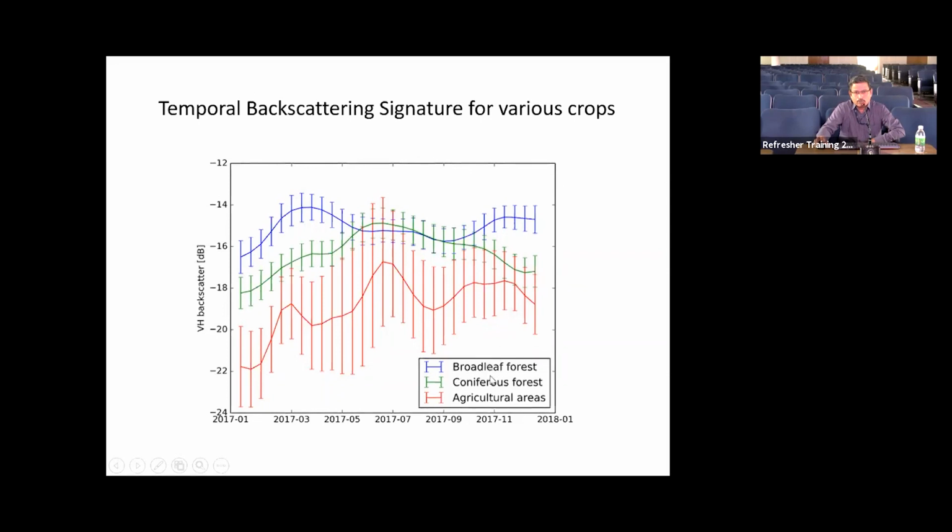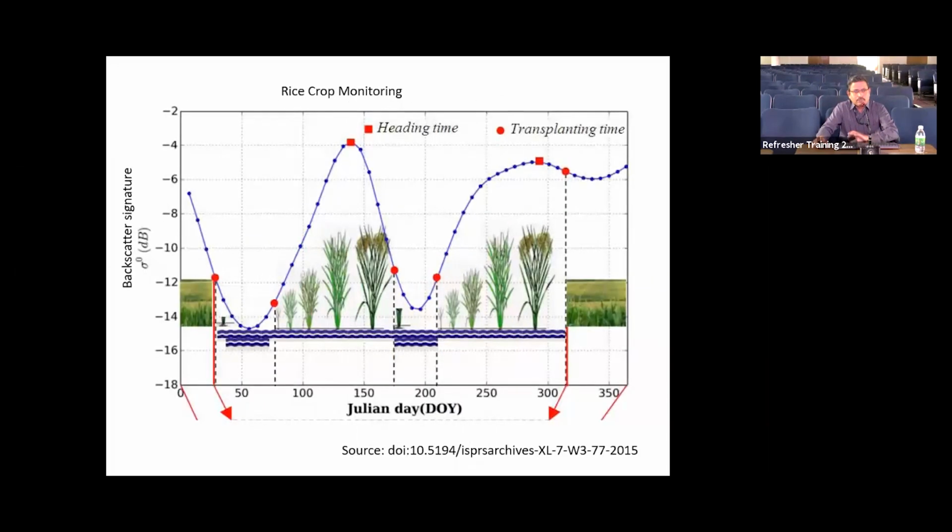The blue one is broad-leafed forest. That means, being broad-leafed trees, they reflect more energy, followed by the coniferous forest as well as the agriculture area, which gives very little reflectance because of its nature. This is the basis behind the differentiation of crops.